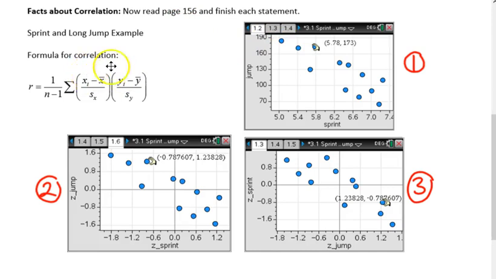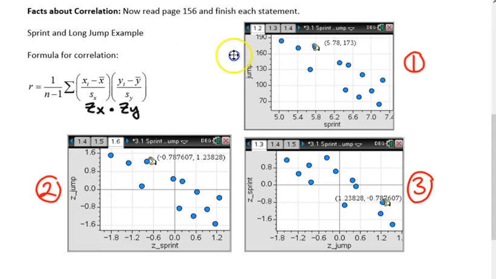So we take one particular x, y point, so for example this one right here, we subtract the mean of the x's and divide by the standard deviation of the x's. From the y, we subtract the mean of the y and divide by the standard deviation of the y. This should look familiar because what we're doing is finding the z-score of the x value and the z-score of the y value and multiplying them together.